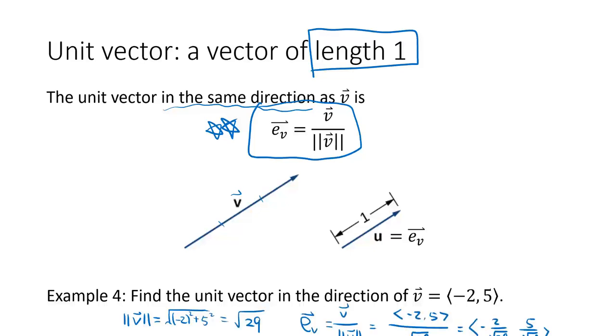Here is the answer for example 4. All I need to do is to find the magnitude, square root of 29, that we did earlier. Then we divide the vector v by that square root of 29. And remember the algebra we talked about earlier. If we divide by a number, just like multiplying by a number, we do it to each component. So that's my final answer for the unit vector of negative 2, 5. Make sure you write your answer in component form as the problem asks.